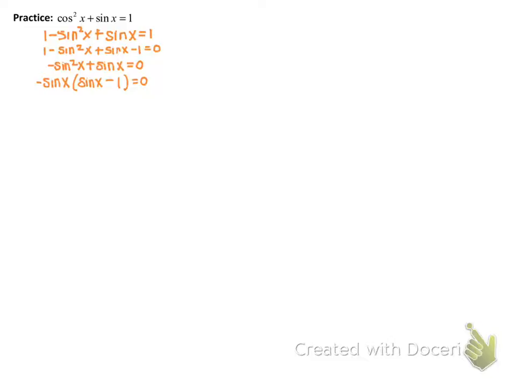So if I have negative sine x equal to 0, then we're just trying to find, if I divide by negative 1, the value of sine x equal to 0. And that value is at 0 and pi. And then on the right, I'm trying to have sine x equal to 1, and just like the problem we did before, that is at pi over 2. And we are finished with this problem.